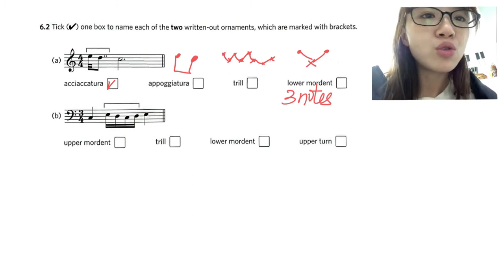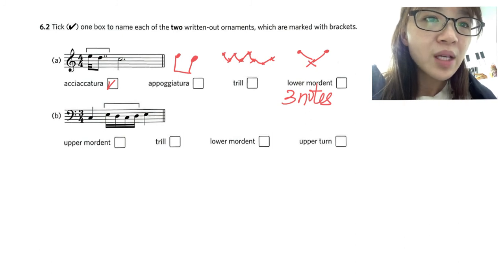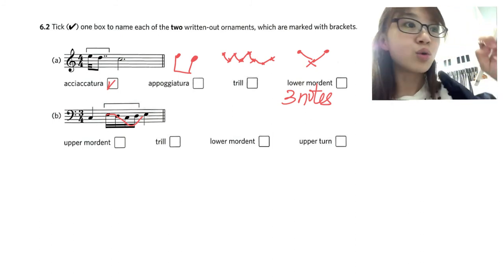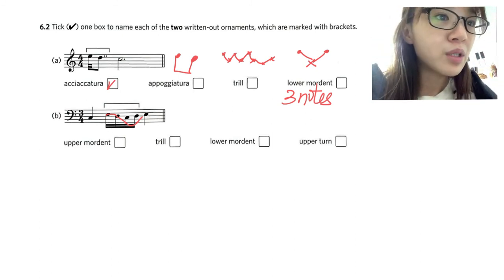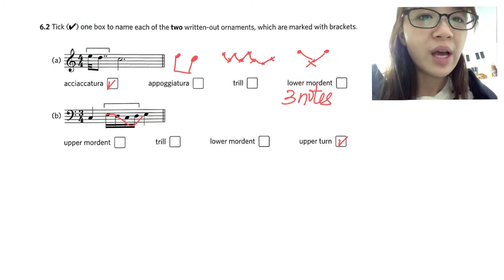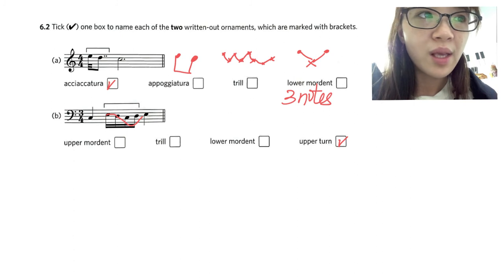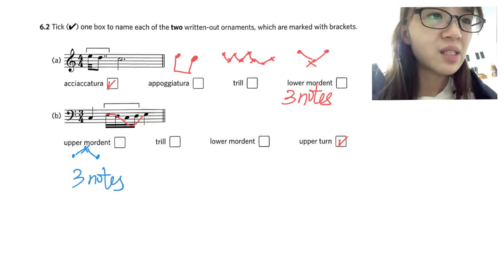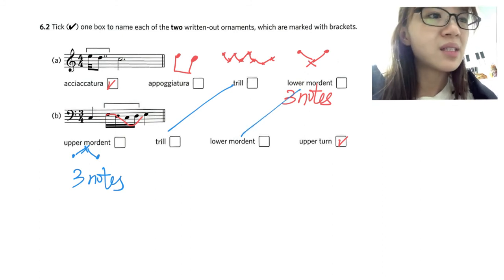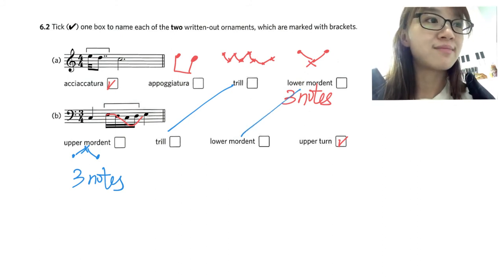Question B is also very straightforward. Da-di-da-di-dum. You can see the shape is like a train, going down like a roller coaster. This is an upper turn. Lower mordent we have, okay, for upper turn, think in this way, you have upper notes here, so usually it's three notes. We have discussed the trill, we have discussed the lower mordent. The answer is upper turn for this question.